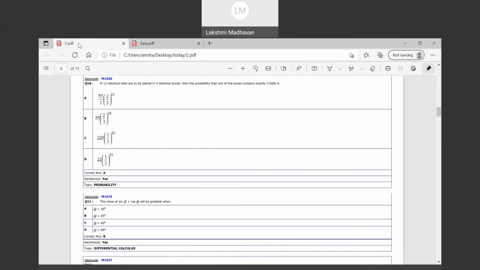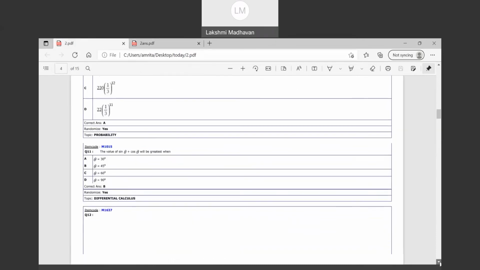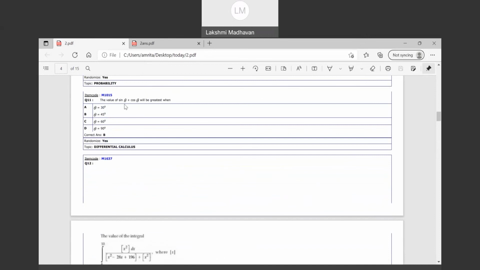So I hope this is clear. Now moving on to the next question, which is also really simple. The value of sine theta plus cos theta will be greatest when? You don't need pen and paper like the previous question. We have different theta values given: 30 degree, 45 degree, 60 degree, and 90 degree. Maybe from your 10th itself you have memorized all the values, right? What is this sine? What is this cos? What is this value? Or maybe some of you remember the short tricks which we use to remember these values.